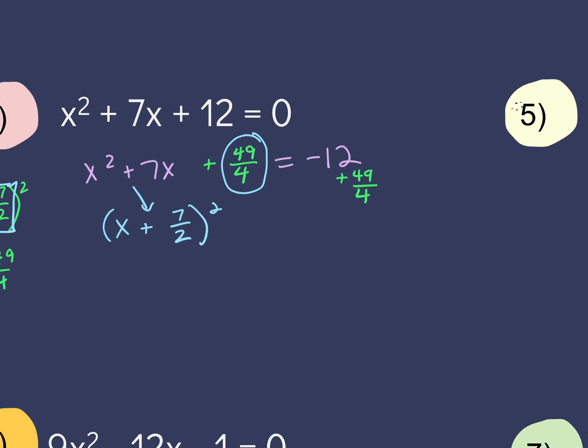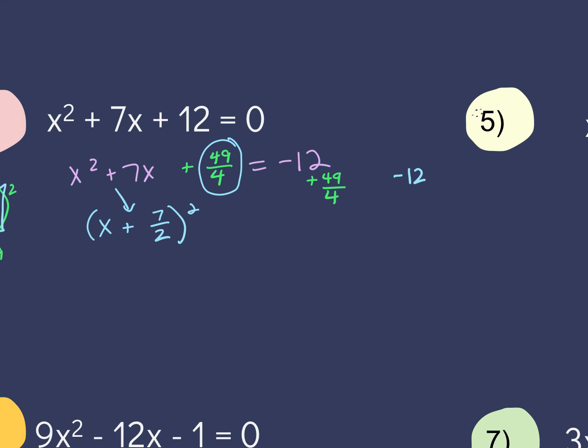And now I got to find a like denominator over here. -12 plus 49 over 4. I have to multiply by 4 and 4. So -48 over 4 plus 49 over 4 is positive 1/4. Sorry, that should equal 1/4. Equals 1/4. You with me so far?